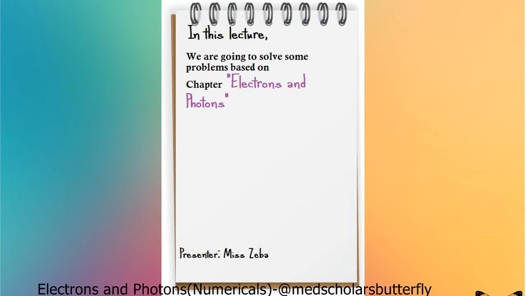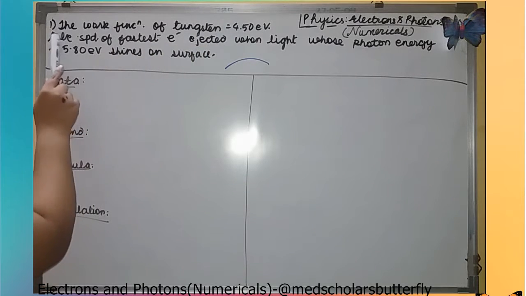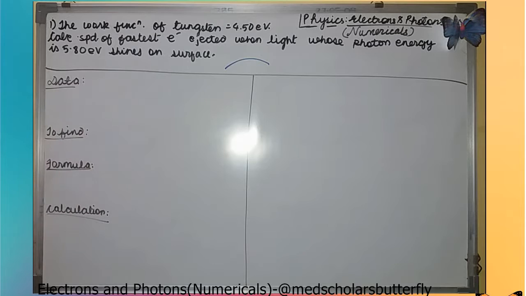In this lecture, we are going to solve some problems based on the chapter Electrons and Photons. The work function of tungsten is this much. Calculate the speed of the fastest electron ejected when light whose photon energy is 5.80 electron volt shines on the surface.